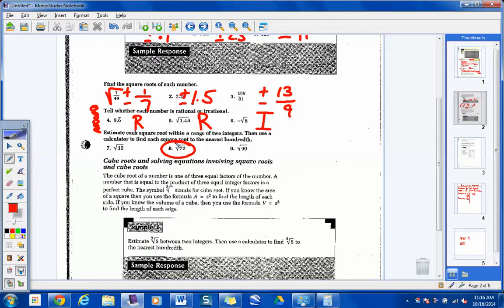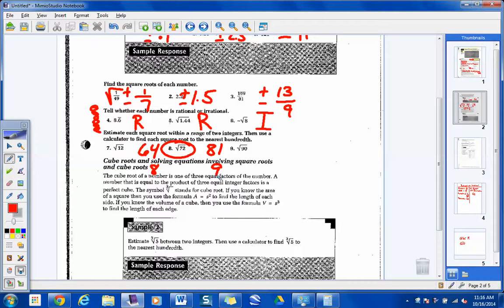What's the square root of 64? 8. And what's the square root of 81? 9. So since 64 is a perfect square to the left of 72, and 81 is a perfect square to the right of 72, and the square roots are 8 and 9, the square root of 72 has to be between what two integers? 8 and 9. So that's the first part. They're going to ask what it is between, and you'll say it's between 8 and 9.